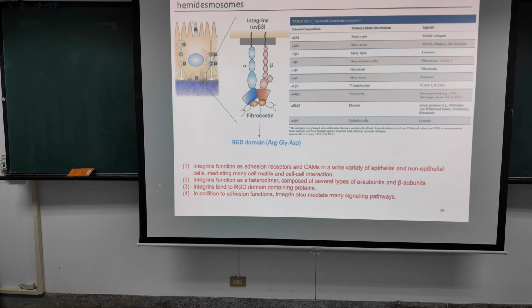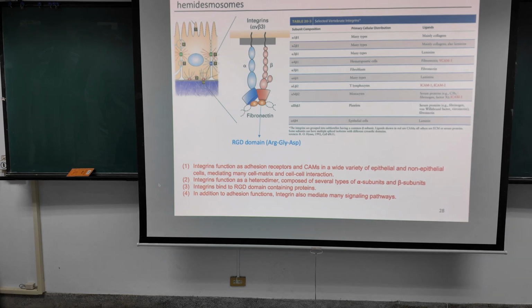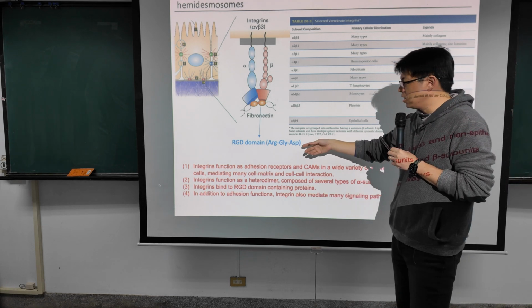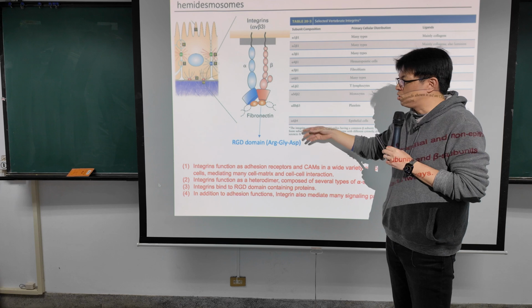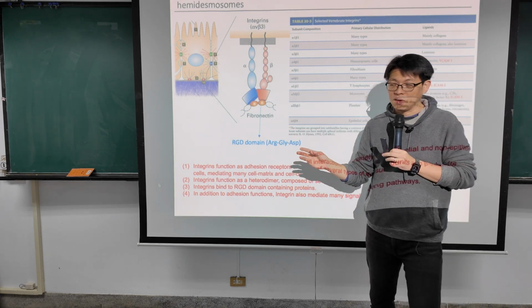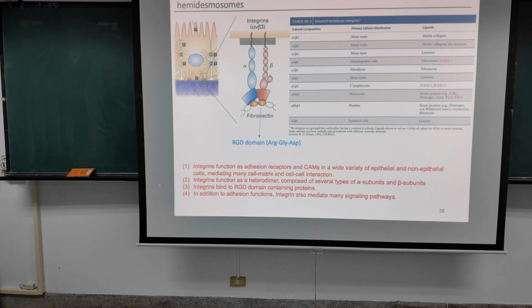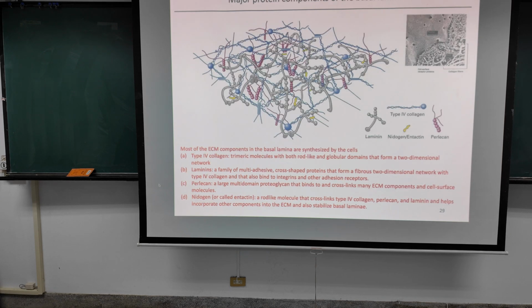There is a three amino acid combination that they really like to interact with: the RGD domain, arginine, glycine, and aspartic acid. They love to interact with such a three amino acid motif. For example, fibronectin contains several RGD domains, so that is why integrin will bind to fibronectin.